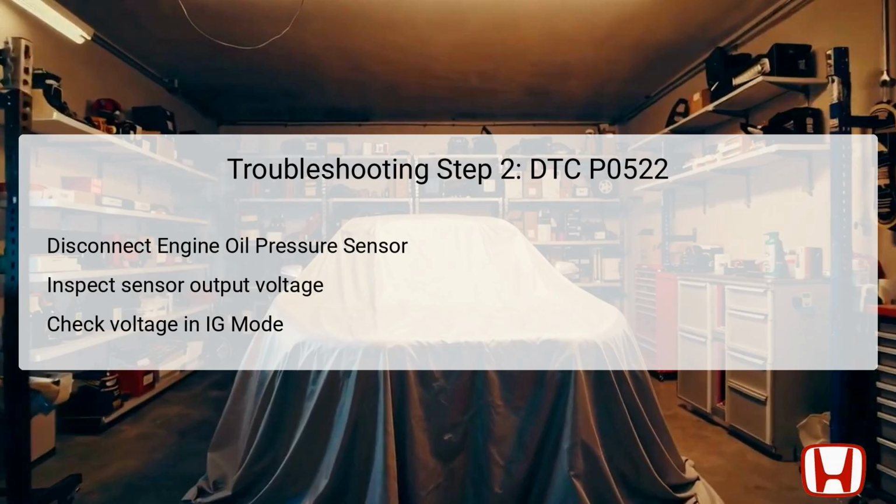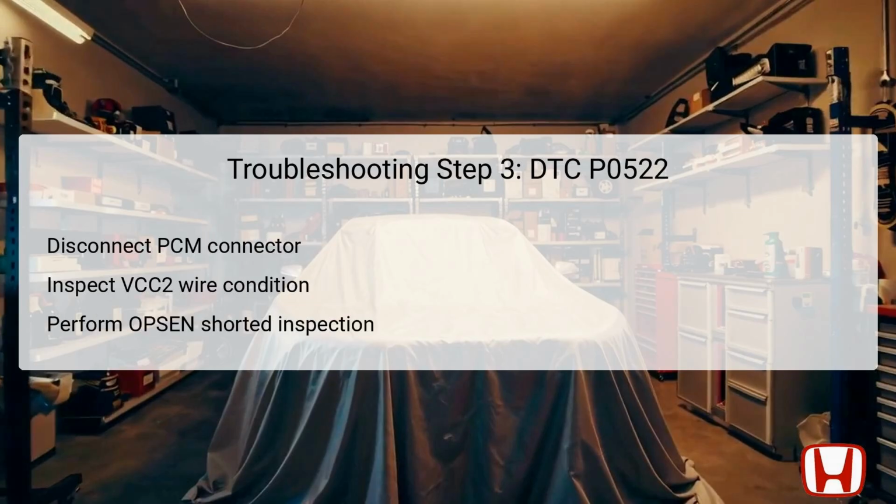If the voltage reading meets this standard, it indicates that the sensor is functioning correctly, and the issue may lie elsewhere. Conversely, if the voltage is below this threshold, it typically indicates a fault within the engine oil pressure sensor, which would need to be replaced.